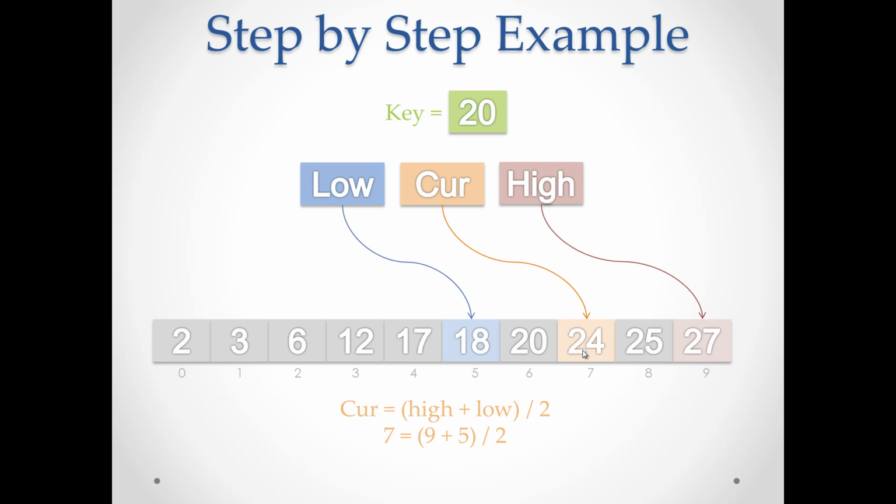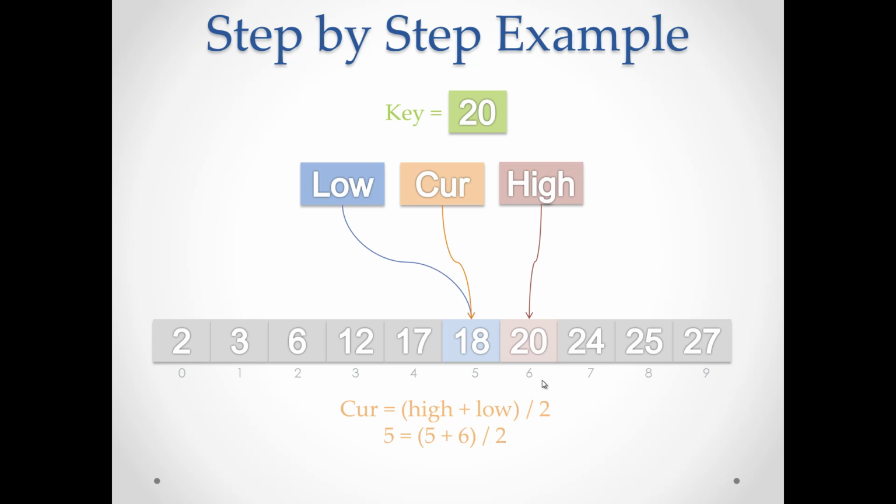So again, we have to compare our middle element to our key. So we compare 24 to our key. Is our key 24? No, it's not, so we need to move either to the left or to the right. Well, our key is less than the current element, so that means that we need to look at the elements on our left. So the only two elements left are 18 and 20.